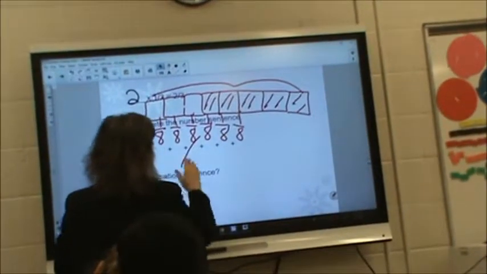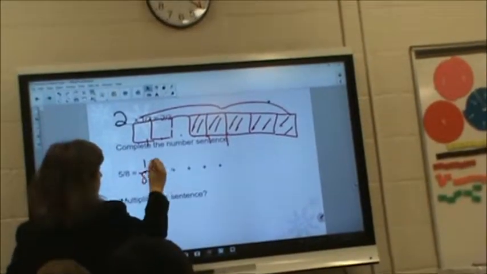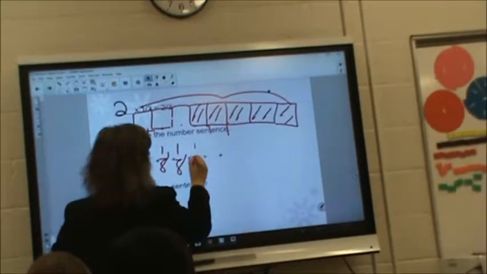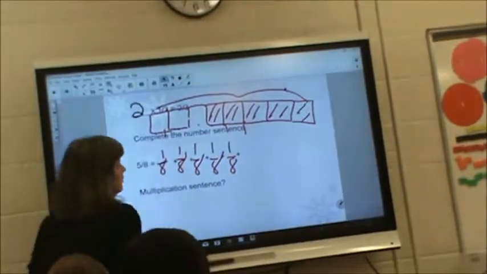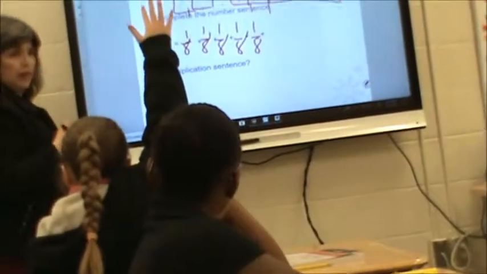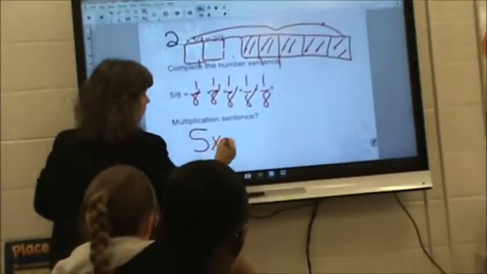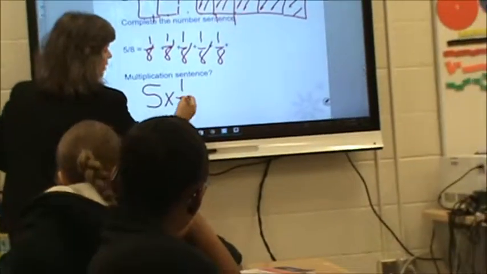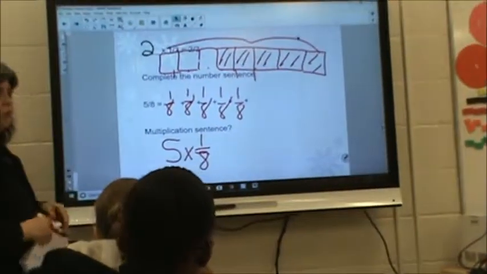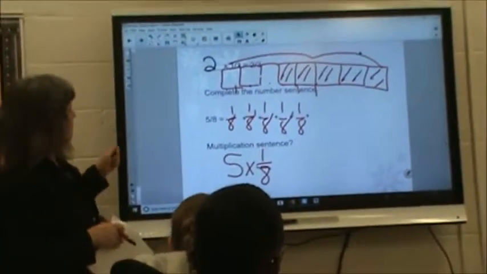So if we have 1 too many, let's go 1/8, and 1/8, and 1/8, and 1/8, and 1/8. Okay? So we have 5/8. Let's write a multiplication sentence for that. Kylie? 5 times 1/8. So we counted 1/8 5 times. And like we said before, glass half empty, glass half full. Depends on how you look at it. Okay.